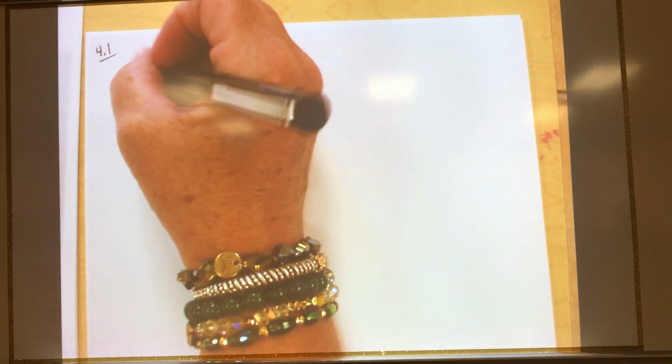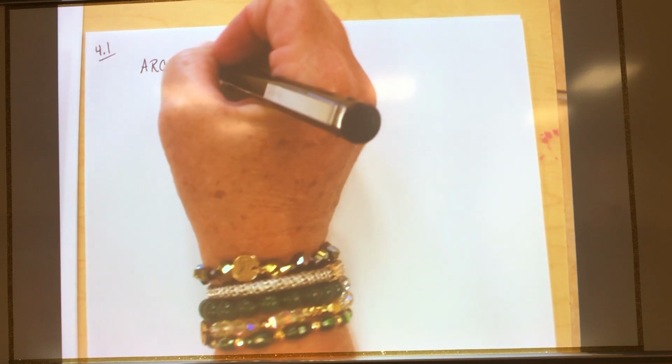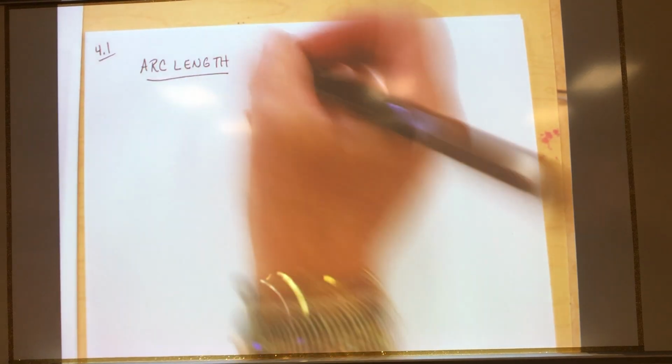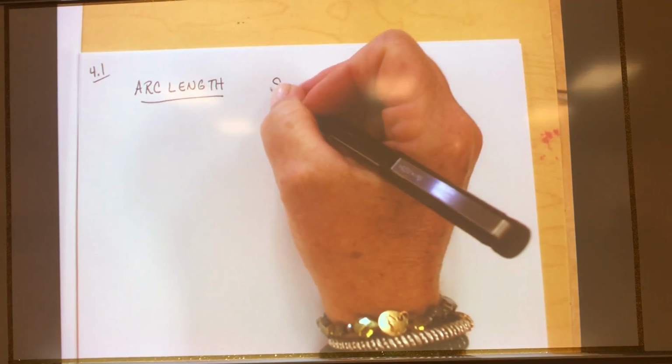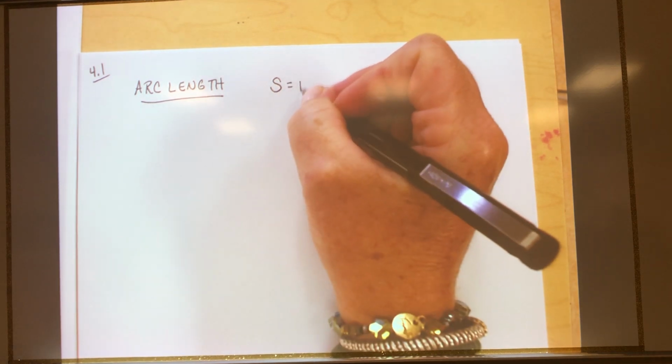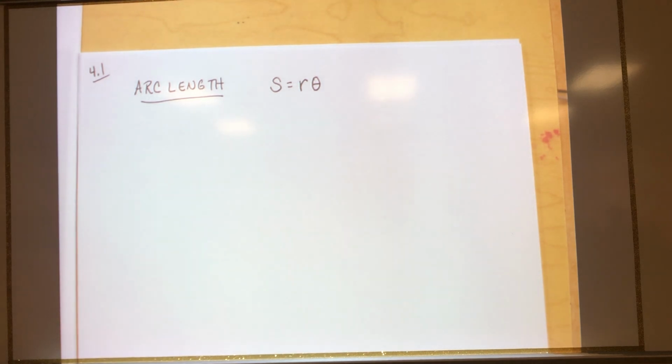The first formula is called arc length, and this is what the formula looks like. S is equal to R times theta. S is equal to R times theta.